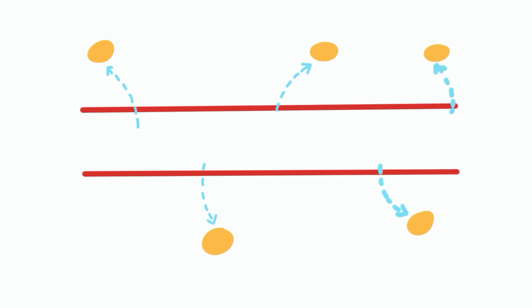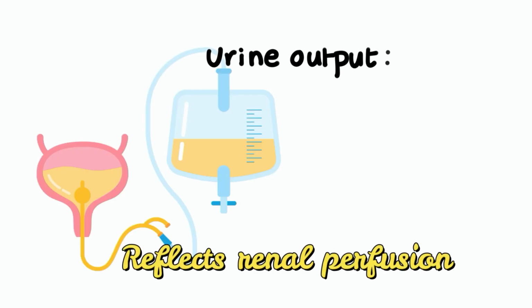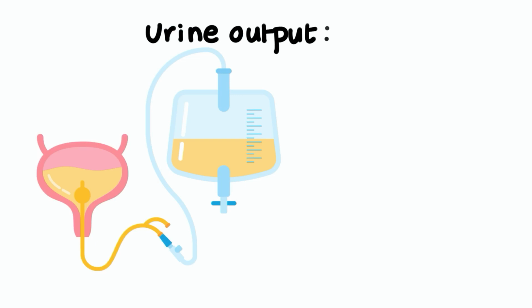How do we monitor this patient? The key to monitoring of resuscitation is urine output. So insert a urine catheter. Urine output is a sensitive indicator of the patient's volume status and reflects renal perfusion. Urine output should be between 0.5 to 1 milliliter per kilogram body weight per hour.